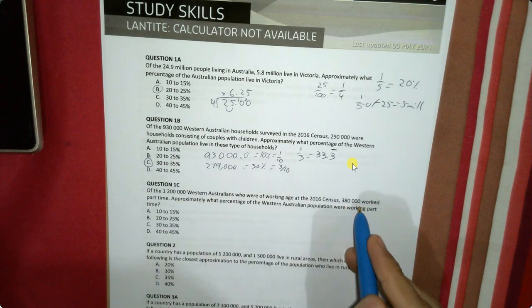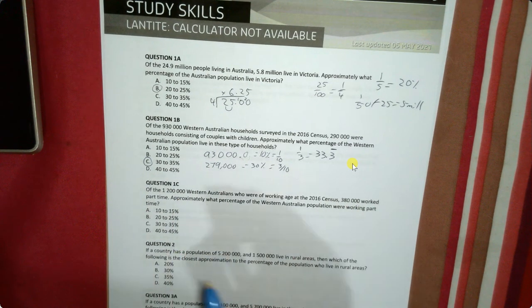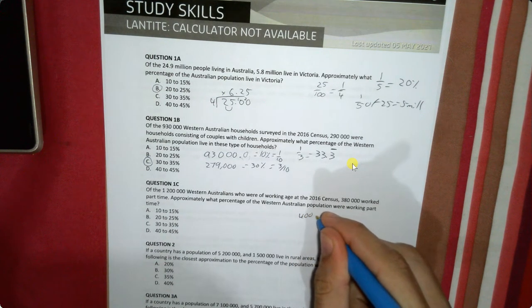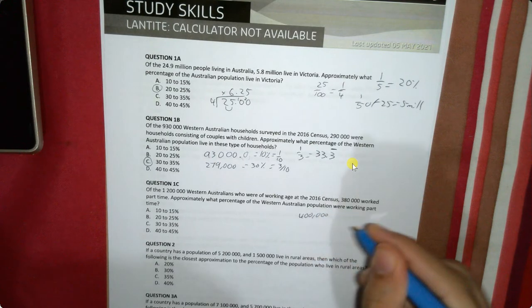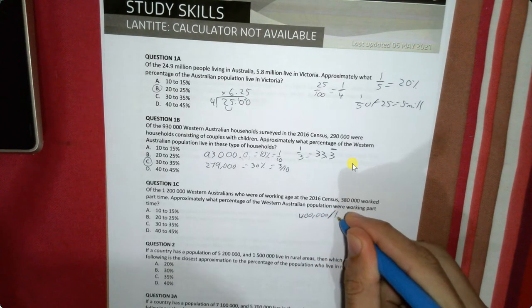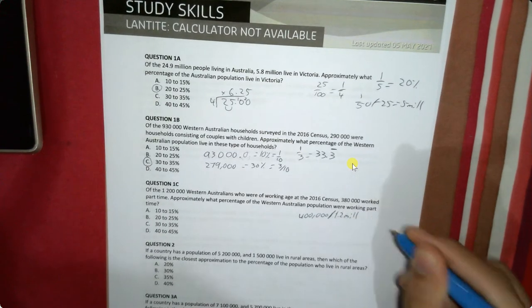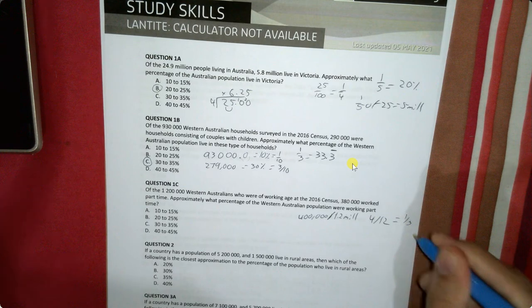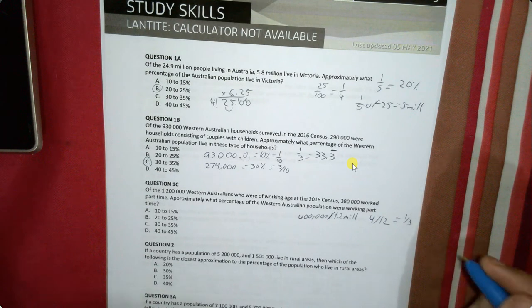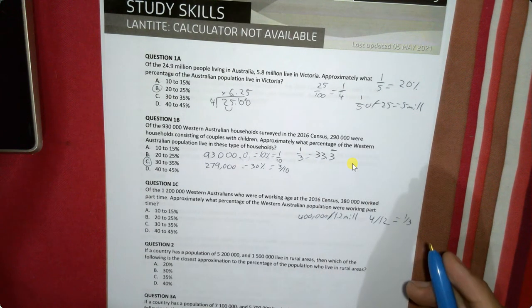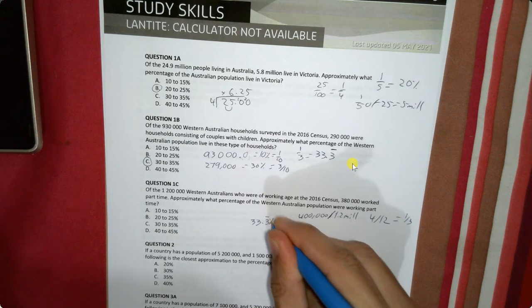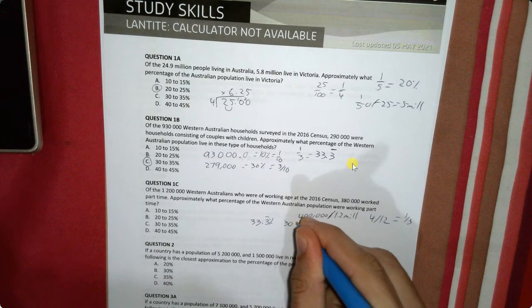1.2 million, and there's 380,000. How many are working part-time? So 400,000 out of 1.2 million is the same as 4 out of 12, which we should hopefully know is a third, and a third, like we said, is 33%. Because this is slightly less, I'm happy to say that this is slightly less than 33.3%, which means I'm guessing it's probably at about 30%.